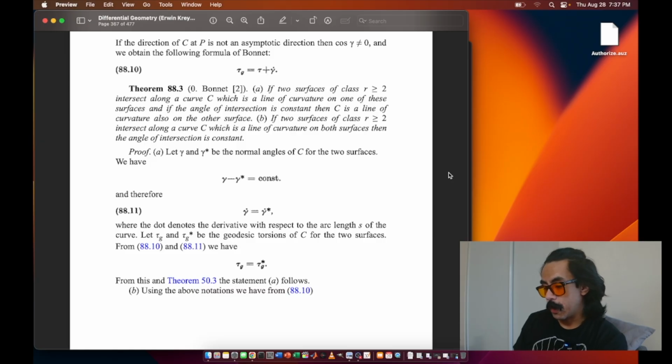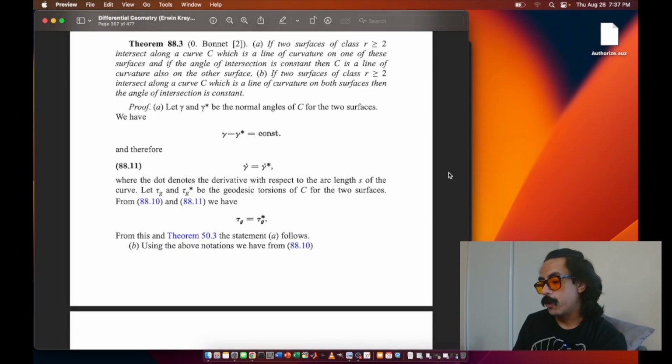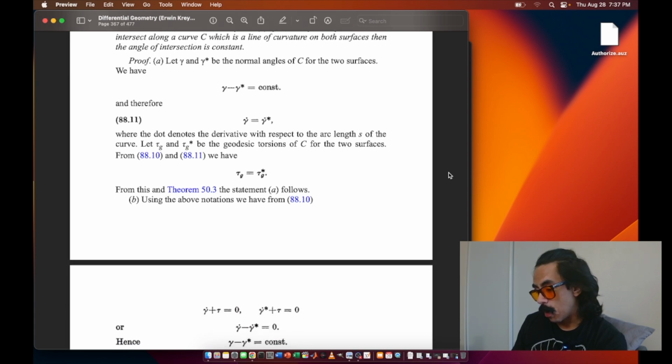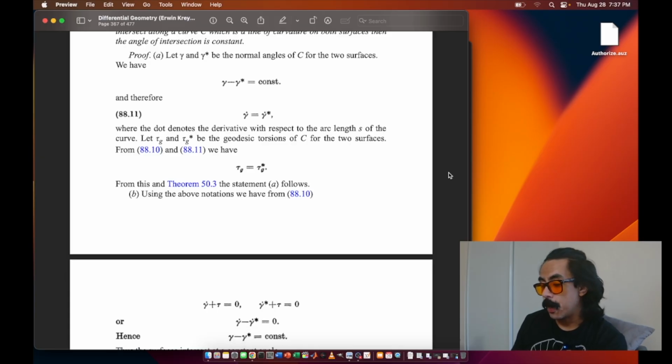And part 2 of theorem 88.3 is: if two surfaces of class r greater than or equal to 2 intersect along a curve, capital C, which is a line of curvature on both surfaces, then the angle of intersection is constant. And the proof of theorem 88.3 is as follows. For the first part, let gamma and gamma star be the normal angles of C, the curve, for the two surfaces. We have that gamma minus gamma star is equal to a constant, and therefore gamma dot is equal to gamma dot star, where the dot denotes the derivative with respect to the arc length lowercase s of the curve.